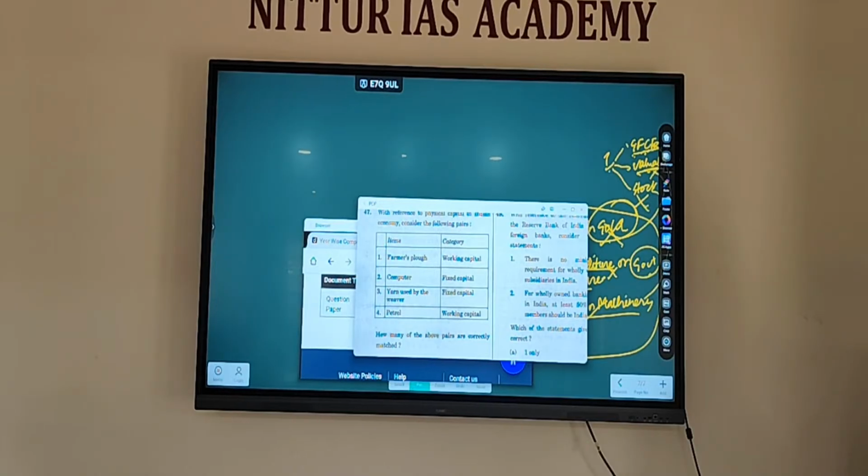Third, yarn used by a weaver is working capital. Once the yarn is finished, you can't reuse it again.